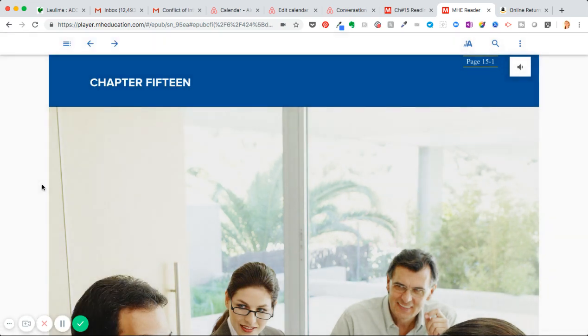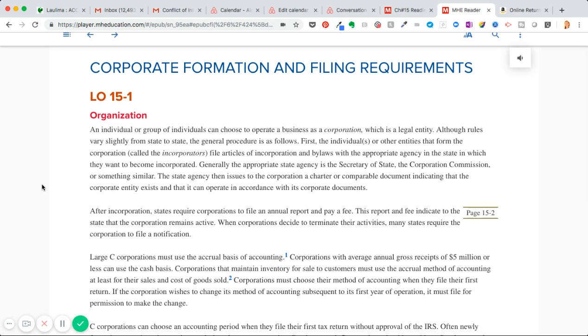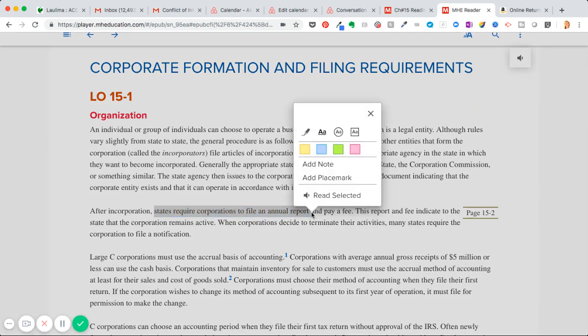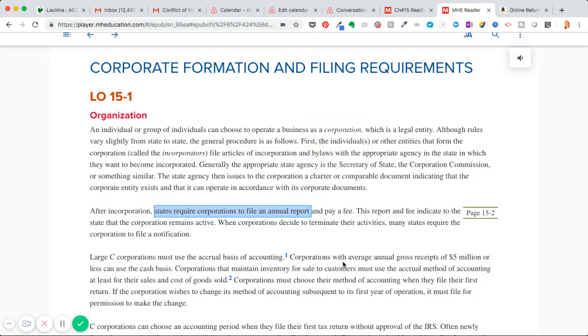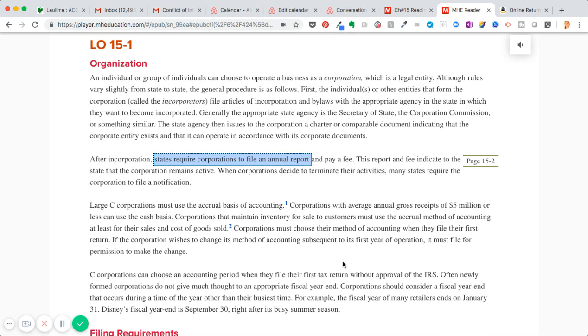So, corporate formation and filing requirements. The corporation is the oldest type of business. Just like any business, they sign up with the state, right? And they file an annual report, just like with an LLC. And of course, with that report, they pay a fee. Now, with a corporation, you really need to use a lawyer. And this is something that I stress.